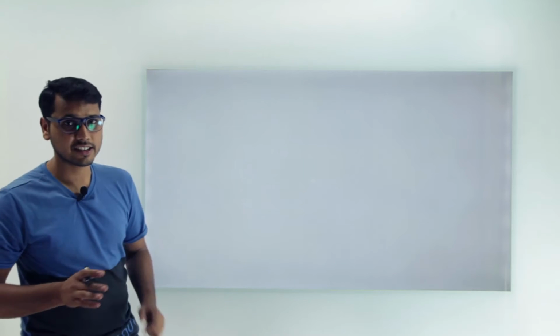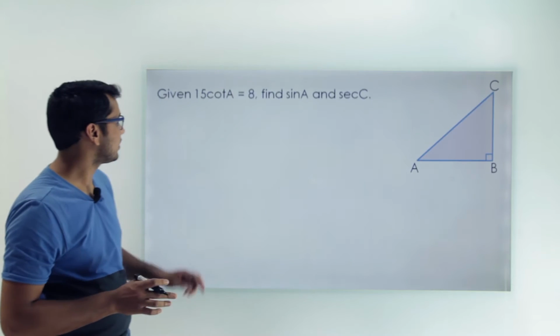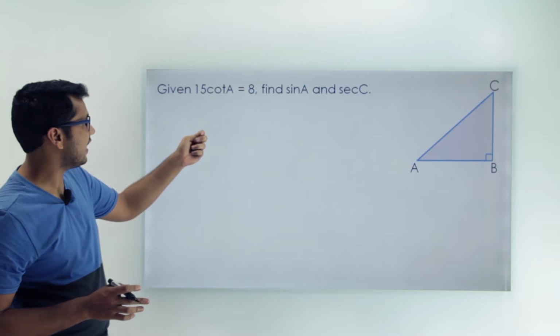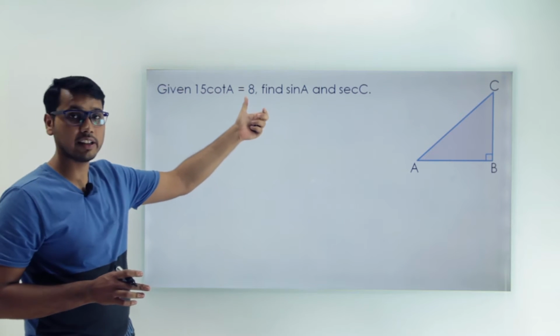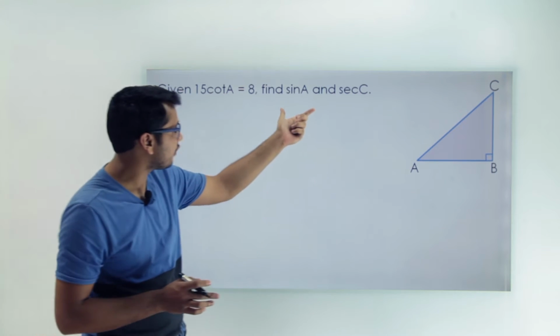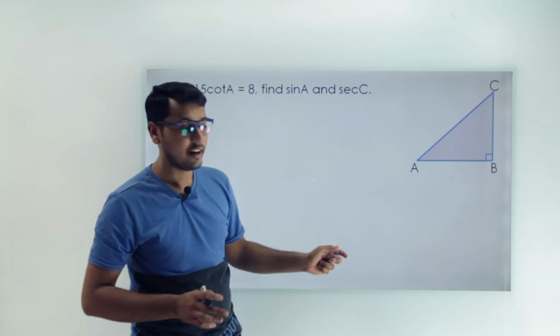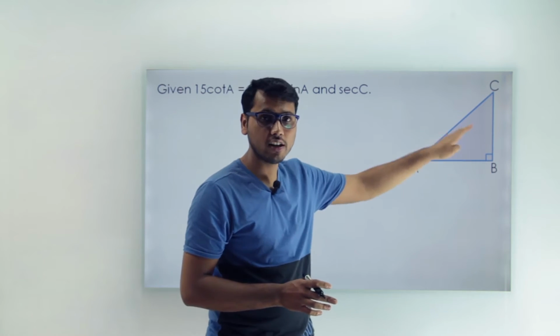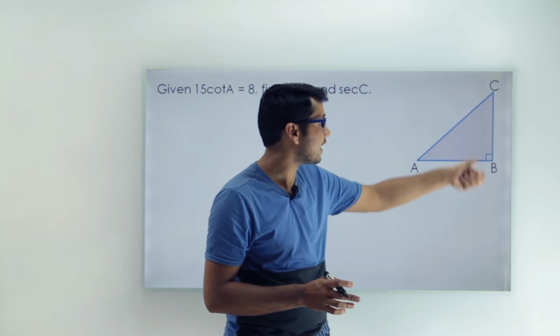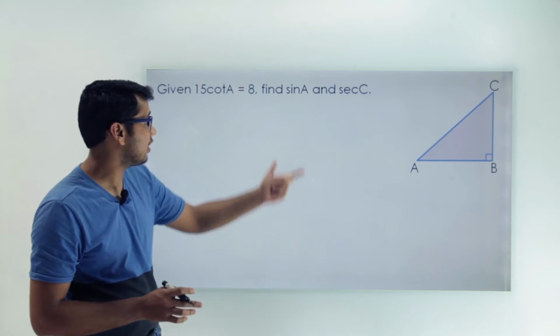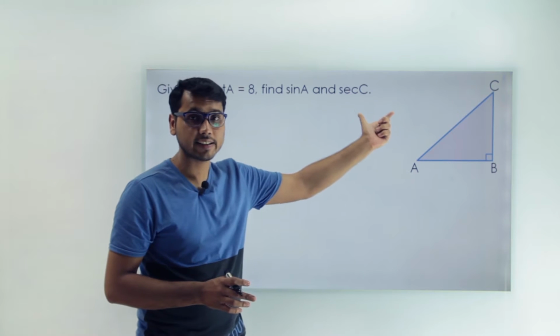Let's see the next example. The next example says that we are given 15 cot A is equal to 8, and then we have to find the value of sin A and sec C. We are given a right angle triangle ABC, and in this right angle triangle we have to find the value of sin A and sec C.